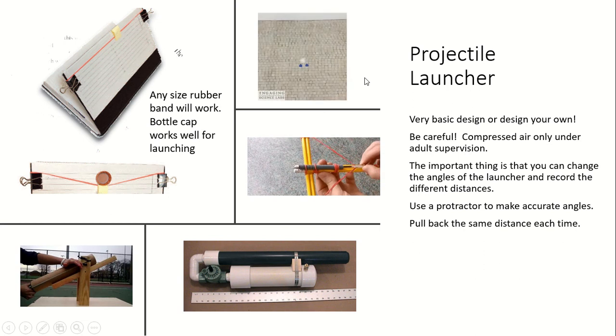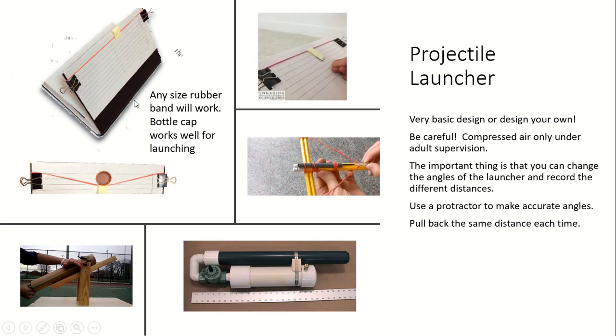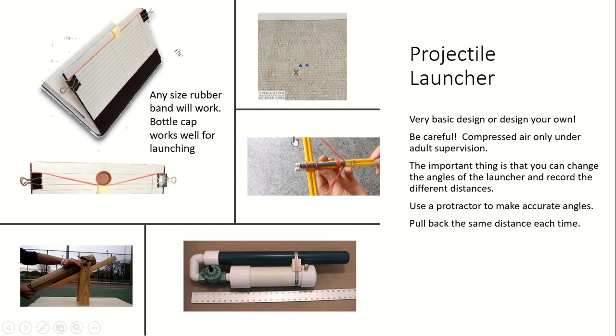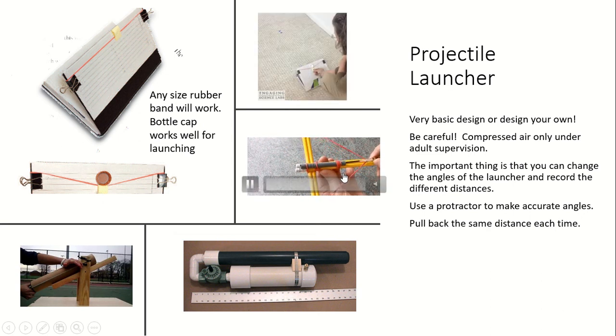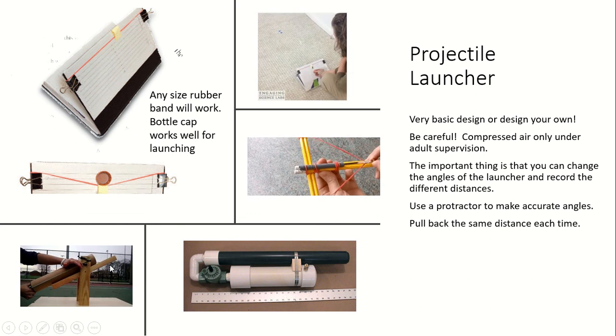Now it can be something very simple, like this one right here. All this is a rubber band shooting a bottle cap on a book cover. And this works good because I can get my angles, because what you want to do is launch it at different angles and gather data. Here's one where they made a launcher with a rubber band. This one, I don't have a video of, but basically he's got a stick in here with a bungee cord, and he has a tennis ball in here. And again, the important thing is that you can change these angles.